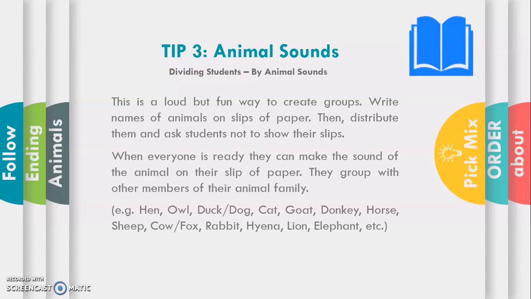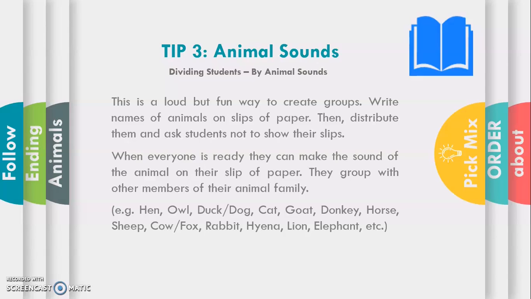So write names of animals on slips of paper, a small card, and then distribute them and ask them not to show their slips to anyone. When everyone is ready, they make the sound of the animal on their slip of paper. They group with other members of their animal family. That's how it can be done.